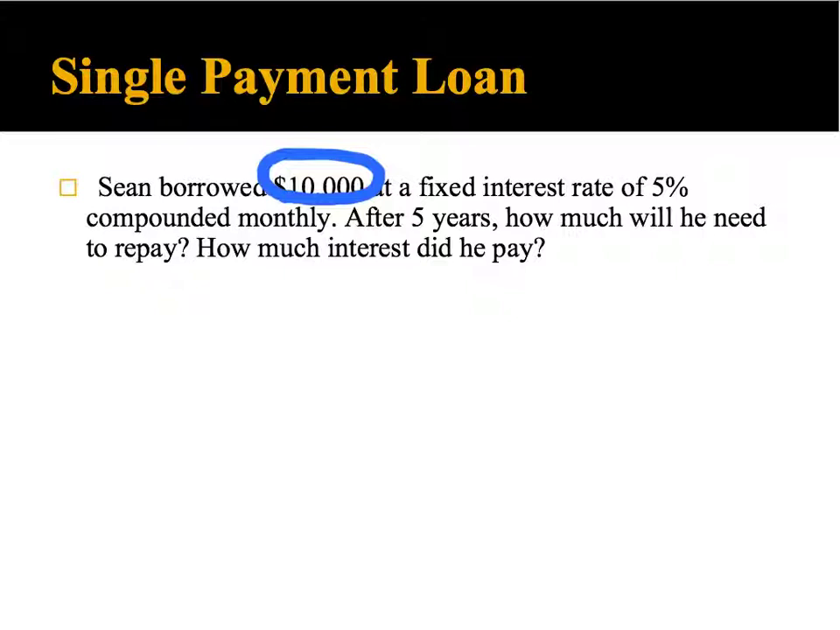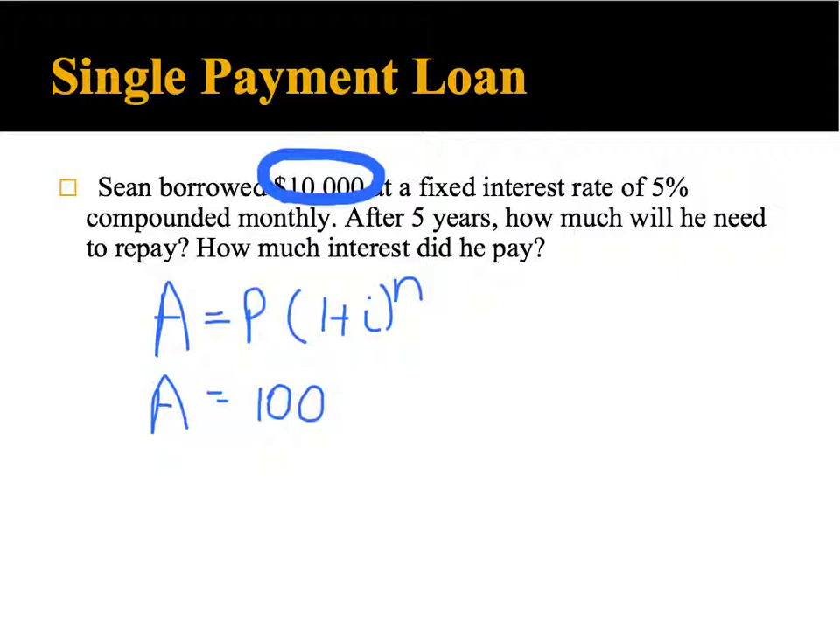Well, let's see. We had a formula that we used before, right? A equals P times 1 plus I to the N. In fact, I can use this same formula all over again. I'm really asking how much will his single payment be? So I'm asking, what is A? I don't know what the amount is that he's going to owe at the end. I know he starts off by owing $10,000 for the principal.